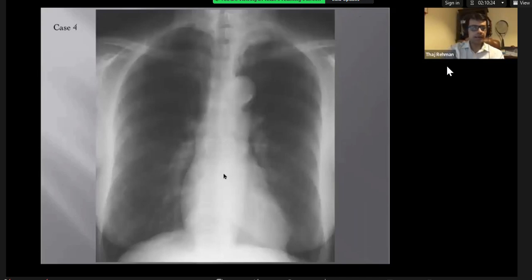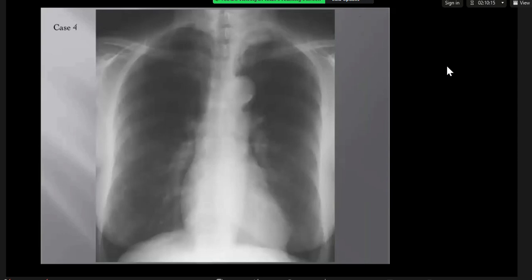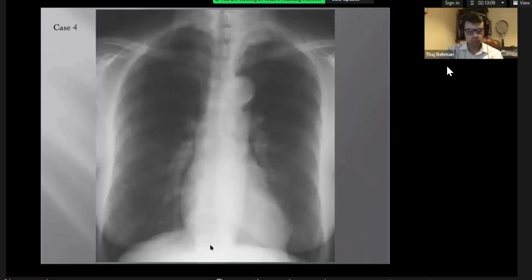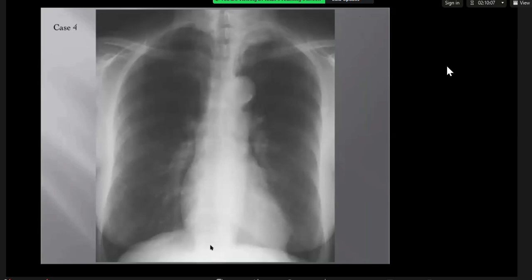Okay, next case. Do you want to describe the X-ray? Yeah. It's a PA chest radiograph, again for an adult patient. Both lungs appear to be inflated with increased transradiancy, but I think that might be the projection because it's quite symmetrical.